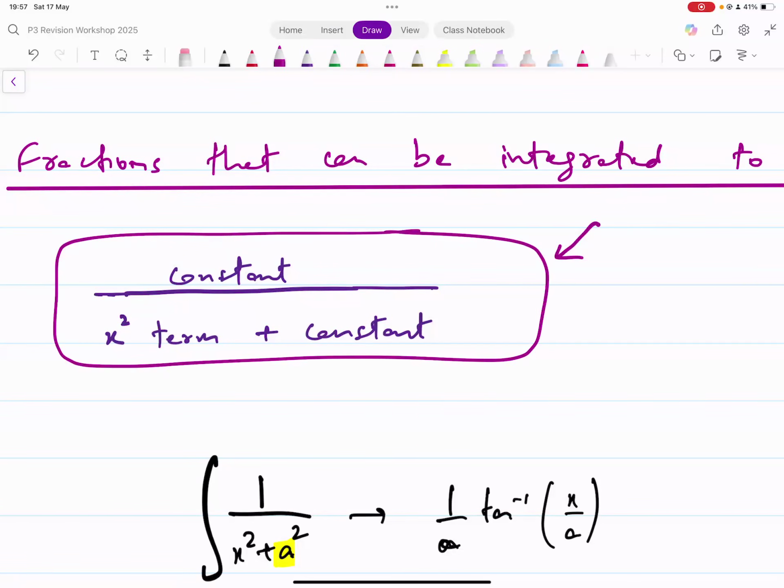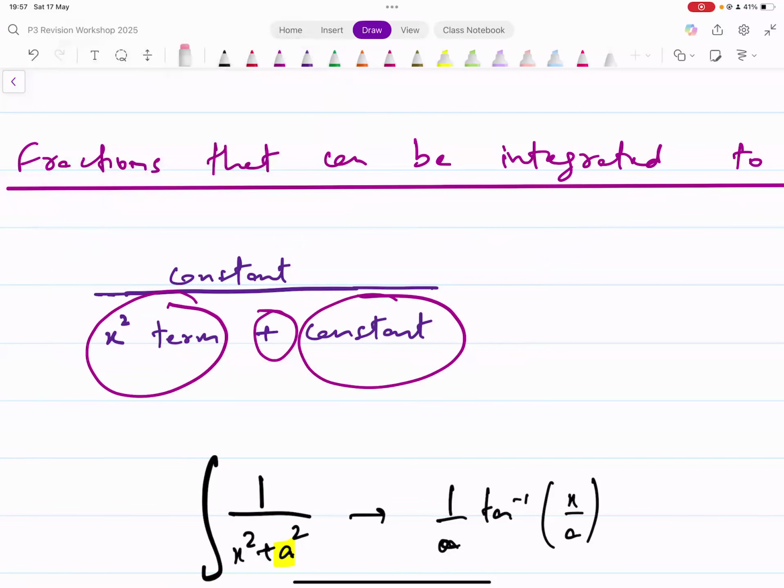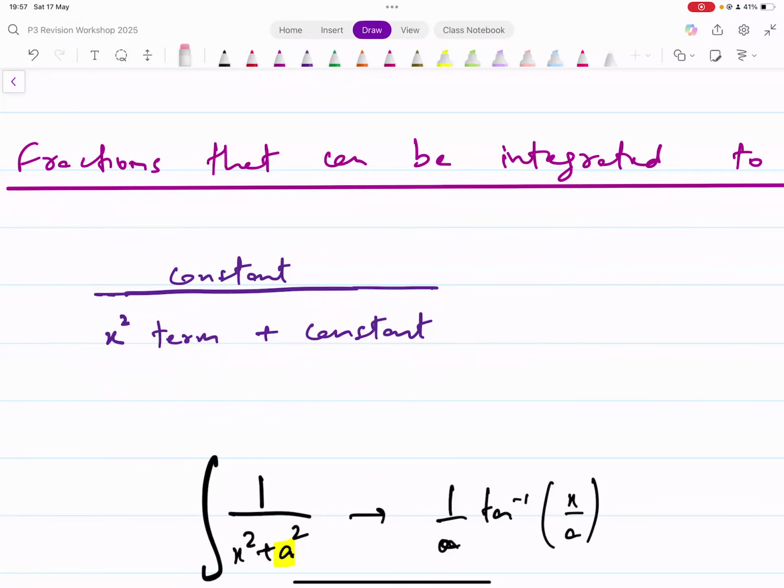The numerator should have some constant. It should be a constant, only a constant. And the denominator should have an x squared term plus some constant term. Okay. Numerator should just be a constant. Denominator should be x squared term plus some constant. That's what the denominator should be. Okay. If it is this form, then we can use the tan inverse form.